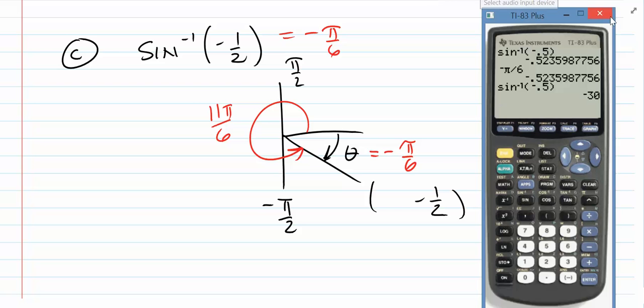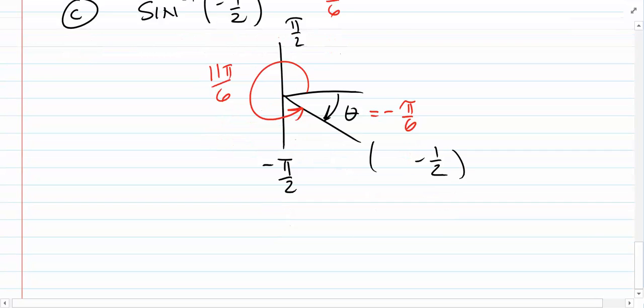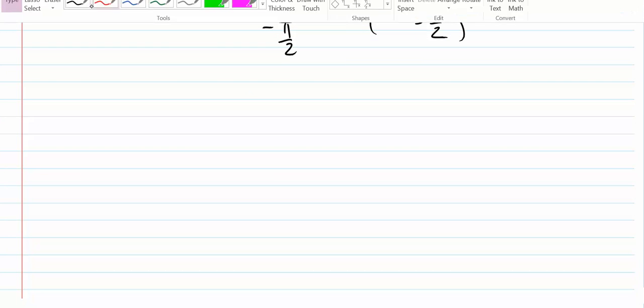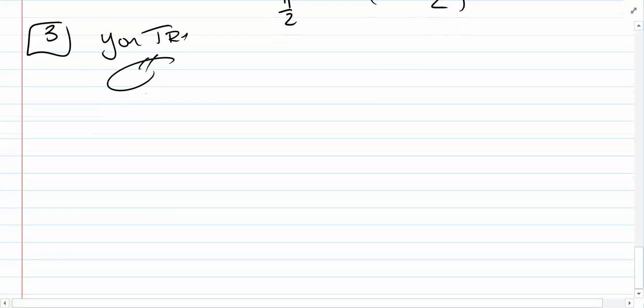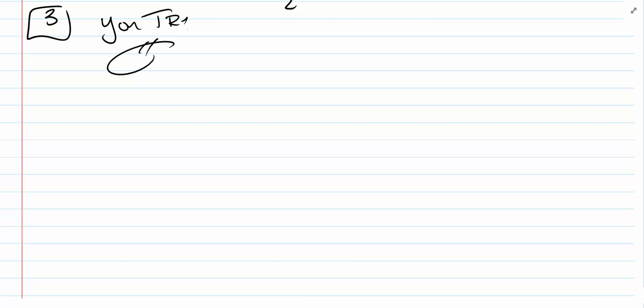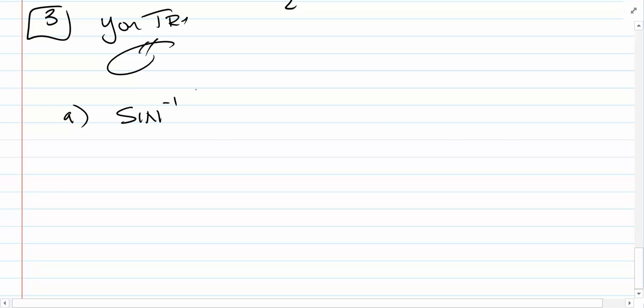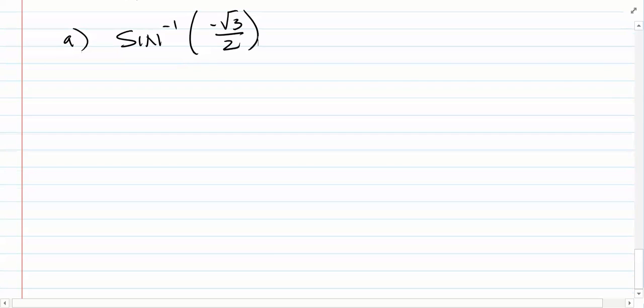Okay, you guys try. Here you go. Third one. We're only doing inverse sine today, okay? Here's a you try. Give me the exact value for the inverse sine of negative root 3 over 2, and draw the picture that corresponds.